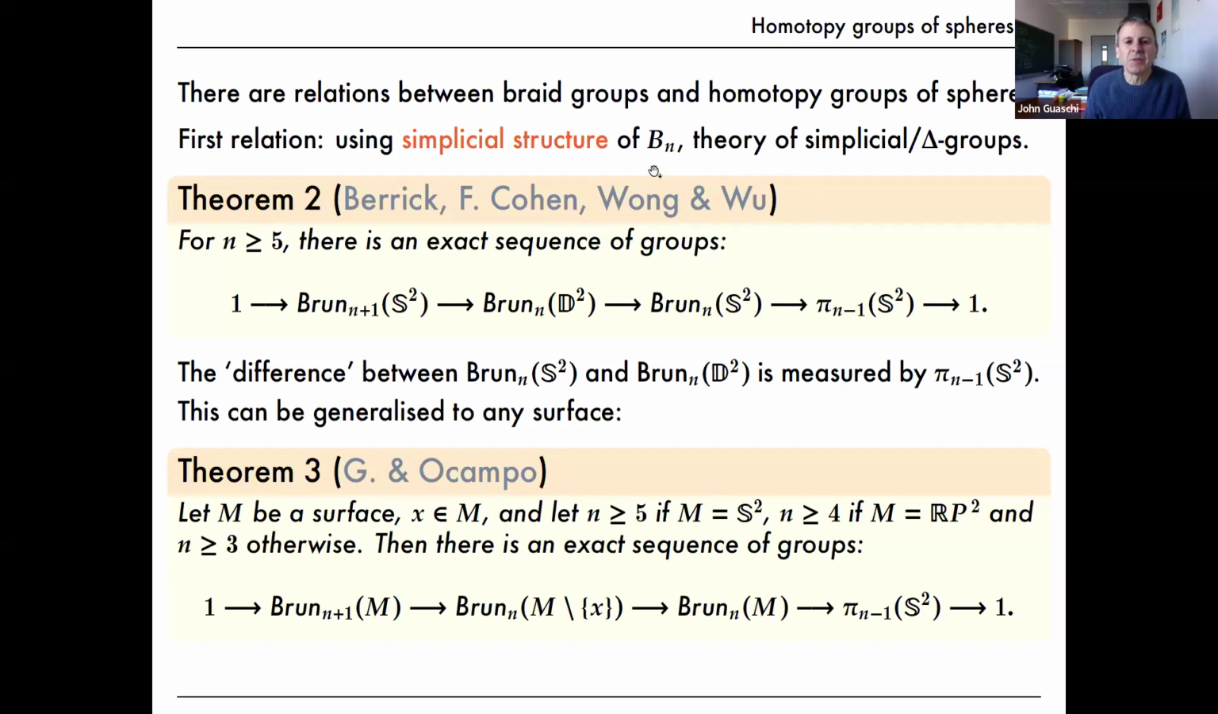So the first relation between surface braid groups and homotopy groups of spheres was discovered by Berrick, Fred Cohen, Wong, and Wu, during the noughties. So they showed that there was an exact sequence of groups. So here is obviously the homotopy groups of the spheres. And these are the Brunnian braid groups, so the Brunnian braid groups for the sphere, and here this is the disk, the 2-disk.